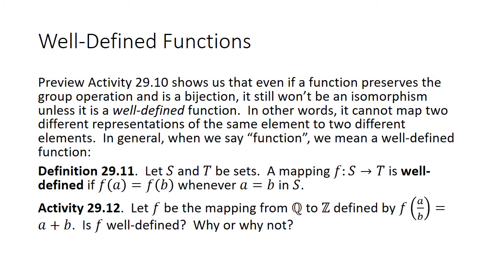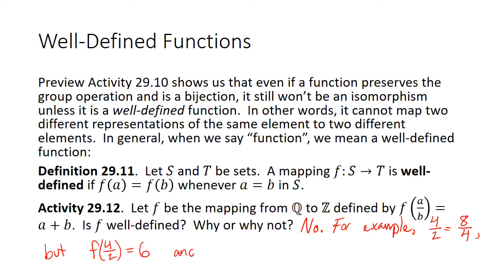Okay, so assuming you've already tried this, the answer is definitely no. So for example, here are two elements that are the same, but they have a different output. 4 over 2 is the same as 8 over 4, because those are both 2. But we would get f of 4 over 2 would be 6, and f of 8 over 4 would be 12. So that's no good.